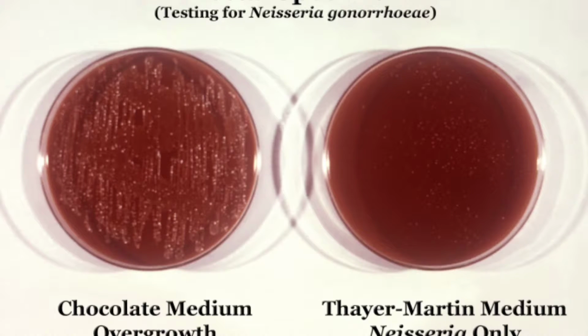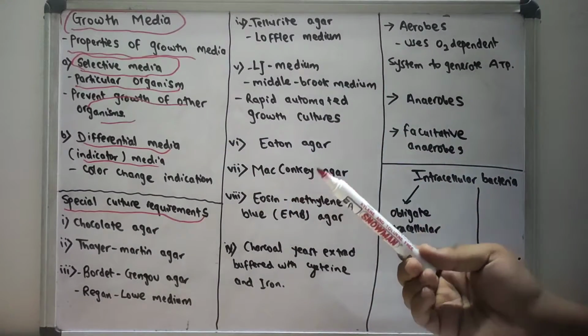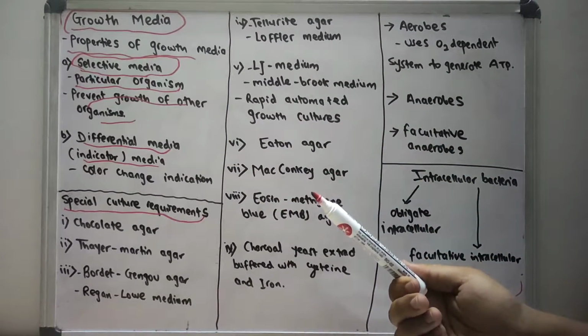So in the Thayer-Martin media there is growth of Neisseria only. There is specific colony growth that occurs in the Thayer-Martin media. You can see in the picture also: in the chocolate medium there is overgrowth of various bacterial colonies, but in the Thayer-Martin media there is growth of the Neisseria bacteria.